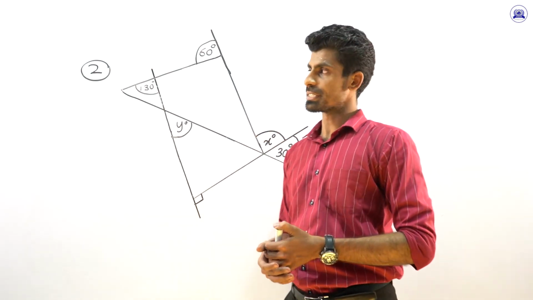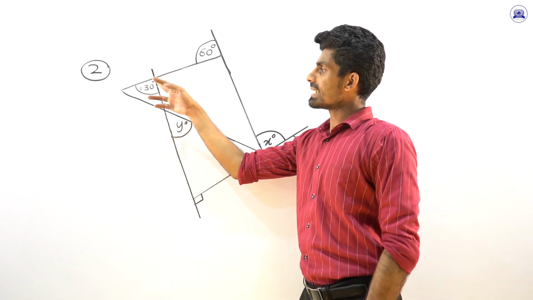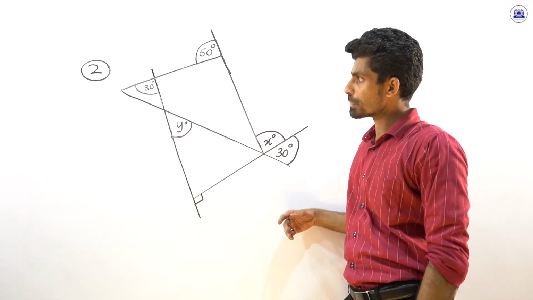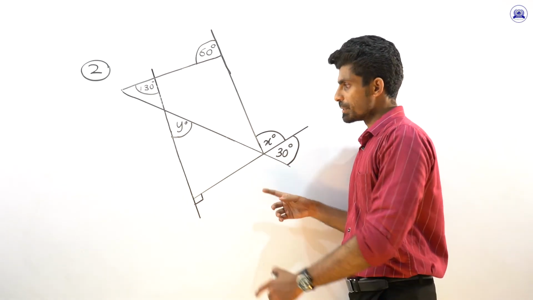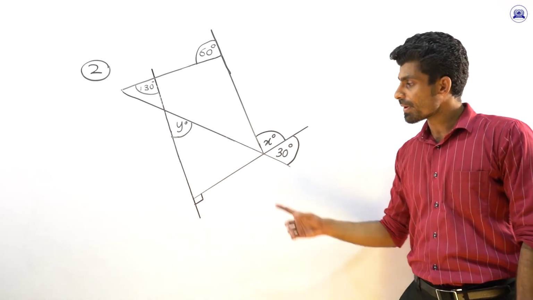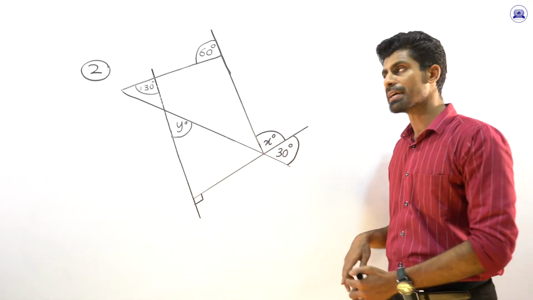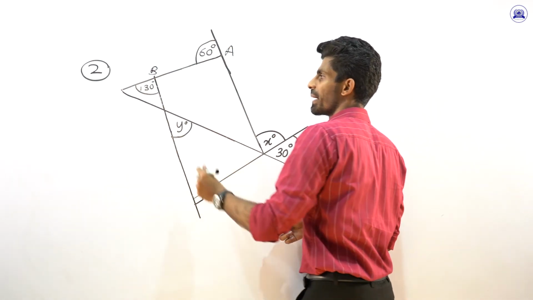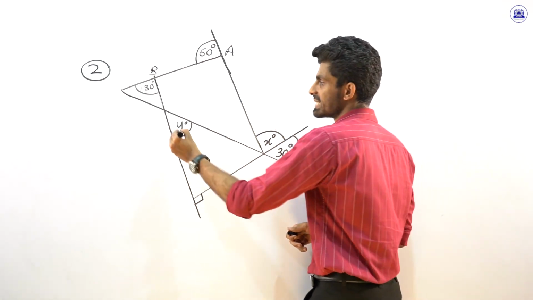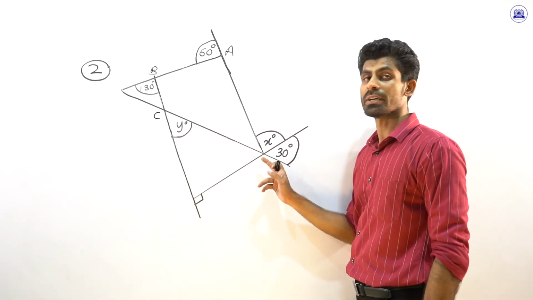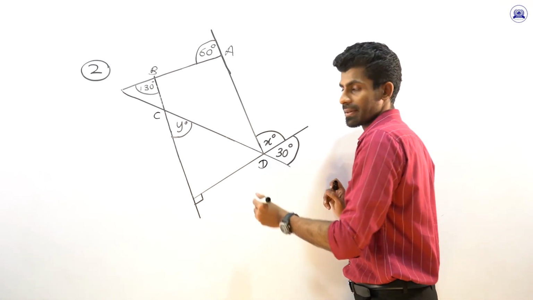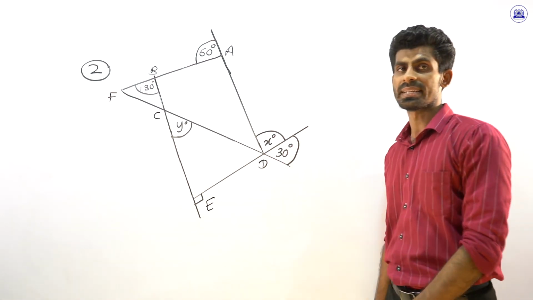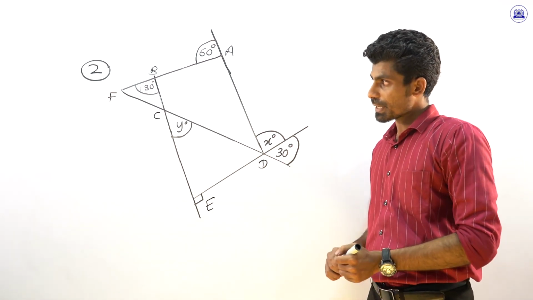Look at the last question in this session, right? 60, 130, y, x, 30. So we need to find x and y. Just think about that one. I'm just labelling these A, B, C, and this one D, then E and F. Quickly, just try to do that one.